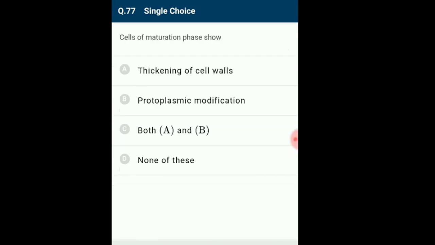Question number 77. Cells of maturation phase. Cells of the maturation phase attain their maximal size in terms of wall thickening and protoplasmic modification. Cells in this phase become structurally and functionally specialized, like xylem vessels losing protoplasm, and the endodermal cell wall getting deposited with suberin. So the answer is option C, both A and B.